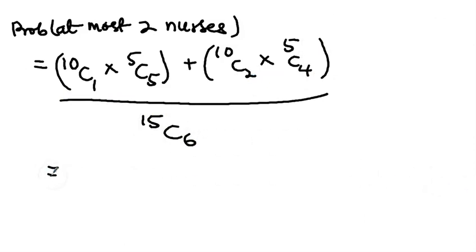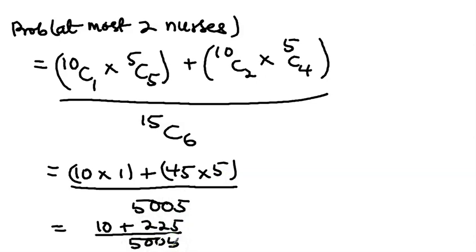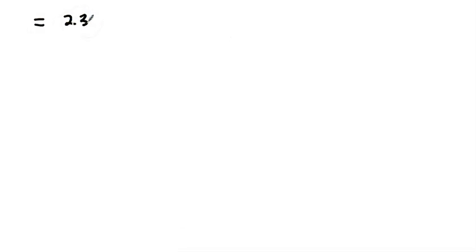So we have 10 combination 1. I showed you how to use the combination. So 10 combination 1 is 10, times 5 combination 5, which is 1, plus 10 combination 2, which is 45, times 5 combination 4, which is 5, over 5,005. So we have 10 plus 45 times 5, which is 225, over 5,005. So we have 235 over 5,005.